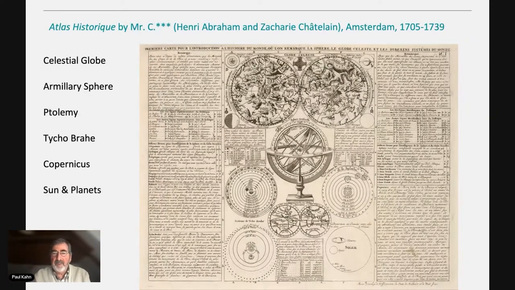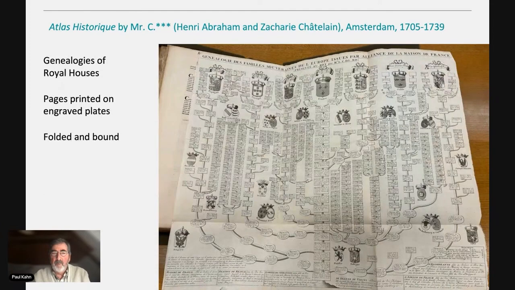And when it comes to creation, we see multiple versions of where the Earth is in the universe. We see Ptolemy, but we also see Tycho Brahe, Copernicus, and the relative size of the planets. When it comes to the genealogies, because this is using copperplate, the prints themselves can be enormous. They're printed very large, much larger than the book, and then they're folded and bound into the book.